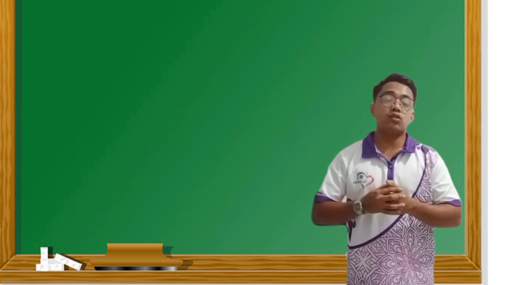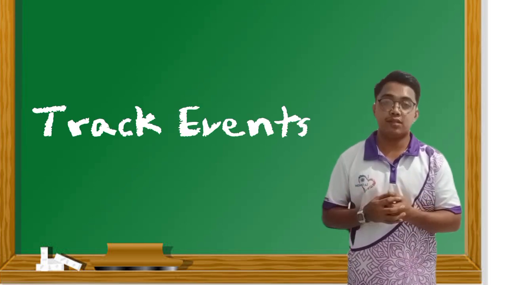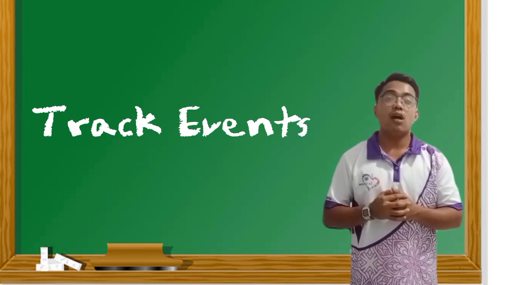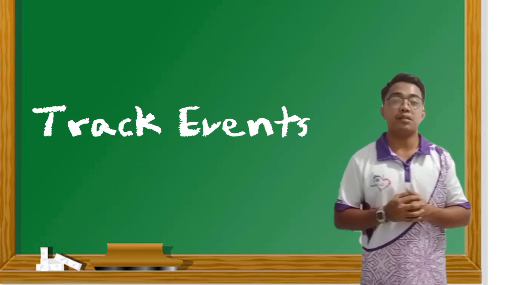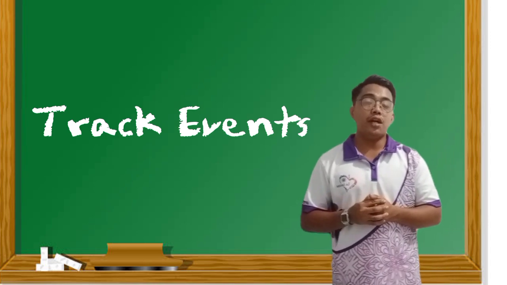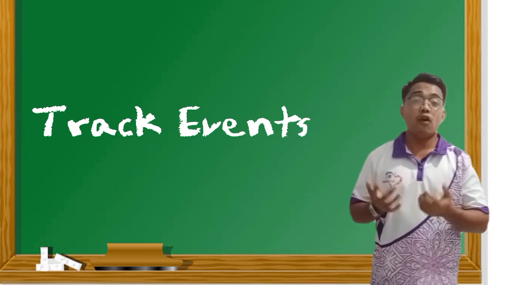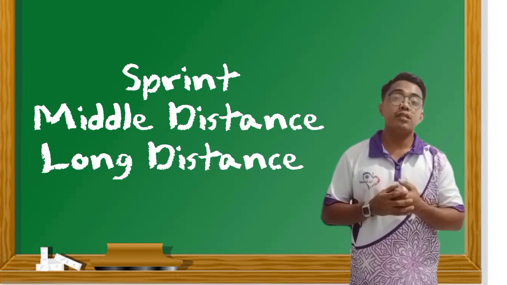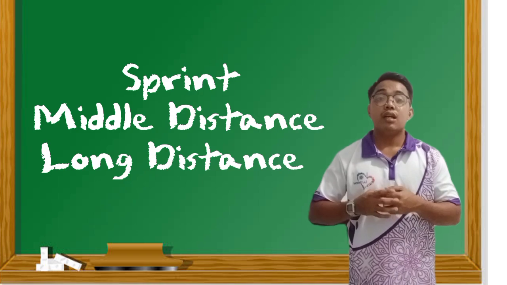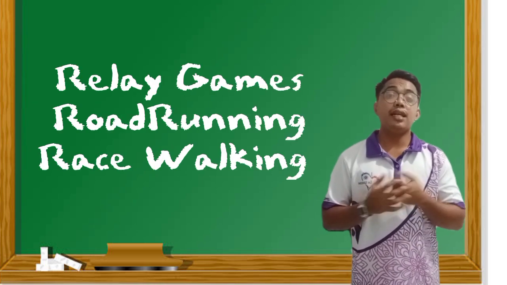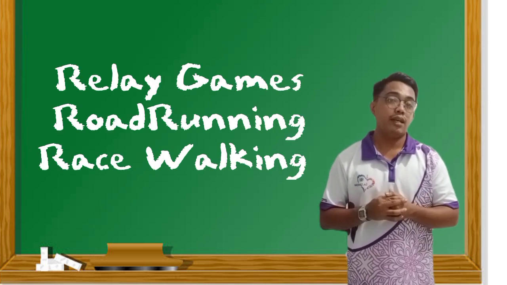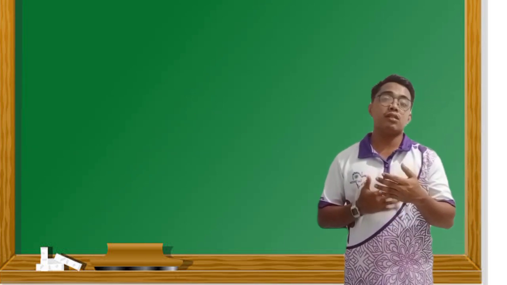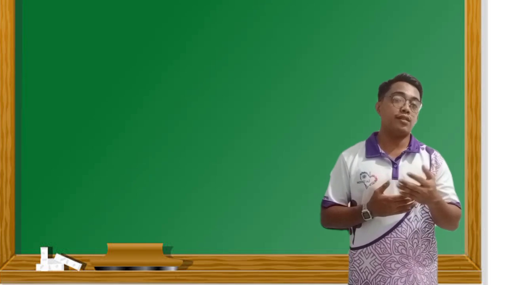So, let's talk about track events. Track events often involve a running track of varying measurements. These events are typically held on a 400-meter track. This includes sprints, middle distance, long distance, relays, road running, and race walking. So, we will discuss those kinds of events.